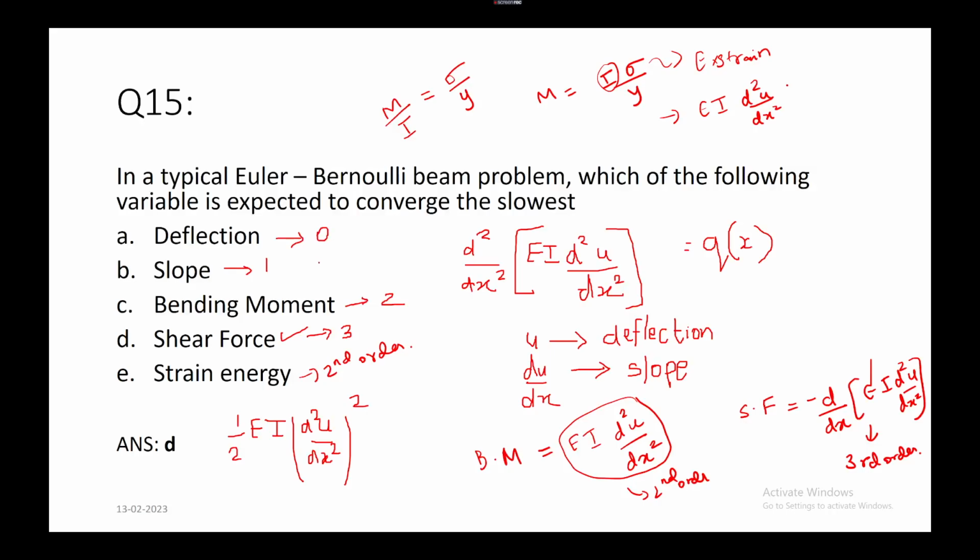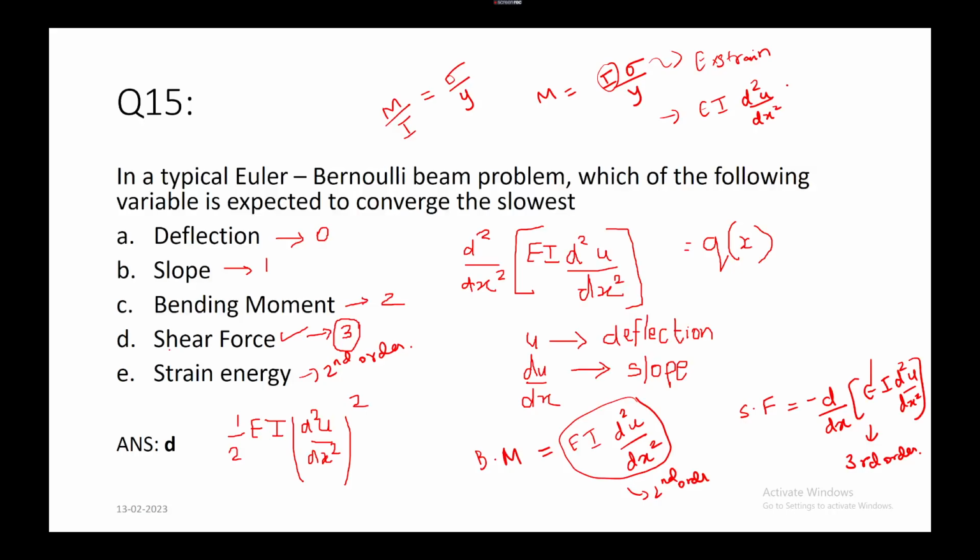So slowest convergence means your order of differentiability should be higher. So shear force has the highest differentiability. So the answer is D. Any doubt? Why is D the answer? Yes, you have guessed it right. So this is the explanation behind this. Why D is the answer. Any doubt in this? No, sir. Okay.